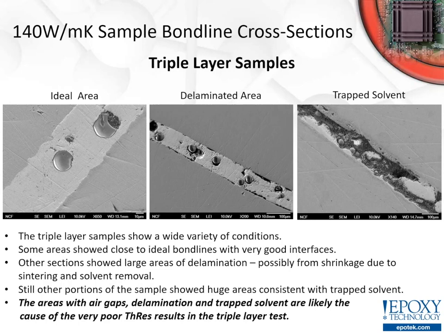A similar thing with the trapped solvent. How much of that was dug out in the cross-sectioning process because it wasn't fully polymerized and wasn't fully linked together. Those inconsistencies create large issues in terms of air gaps and delaminations, which gives you very poor thermal resistance in part and in this triple layer test.